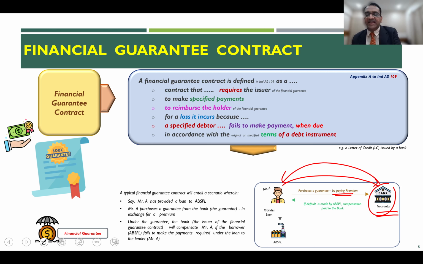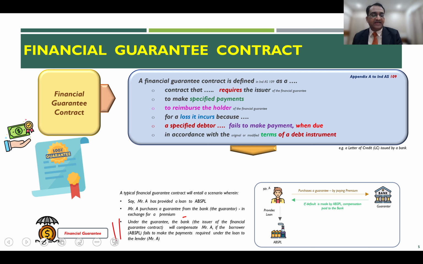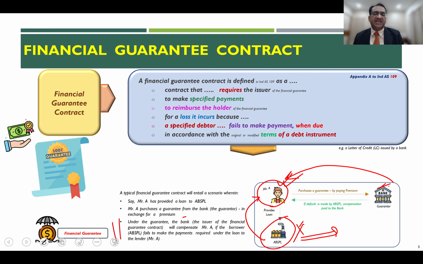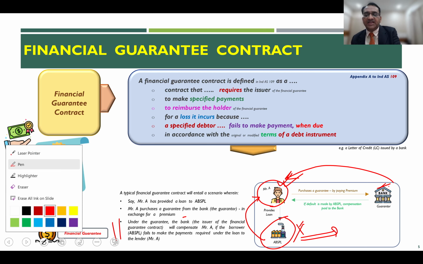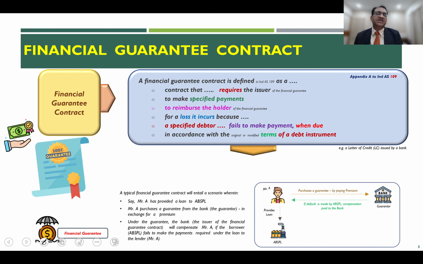Now, what is this guarantee going to serve? The guarantee basically will serve wherein the bank, the issuer of the guarantee, will compensate Mr. A if this particular borrower who has taken the loan from Mr. A were to default, and because of which Mr. A suffers financial losses, then B will compensate Mr. A for the losses sustained on account of the default done by the borrower ABSPL.